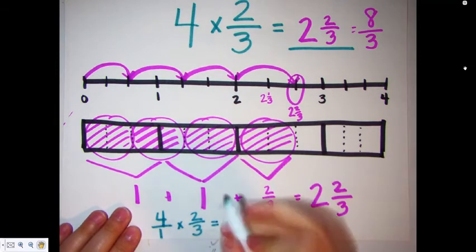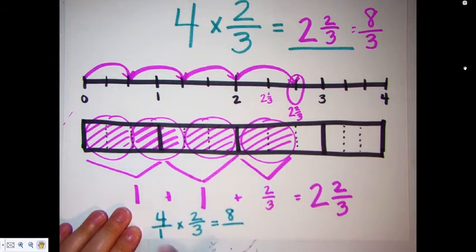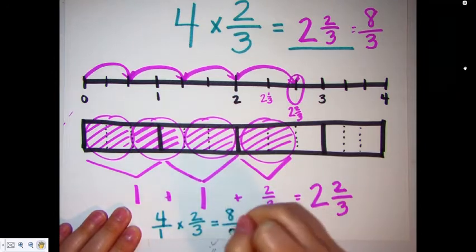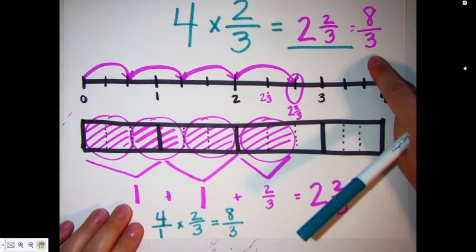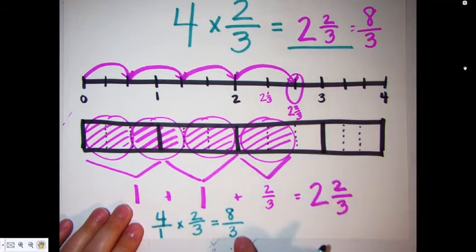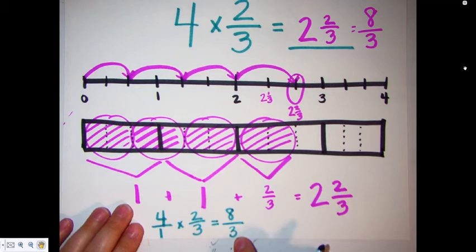And then I can multiply straight across. 4 times 2 is 8. 1 times 3 is 3, or 8/3, which is the same as what I got up here. Now, I can leave it as an improper fraction, but if the directions ever told me that I needed to change it into a mixed number, I could always do that.